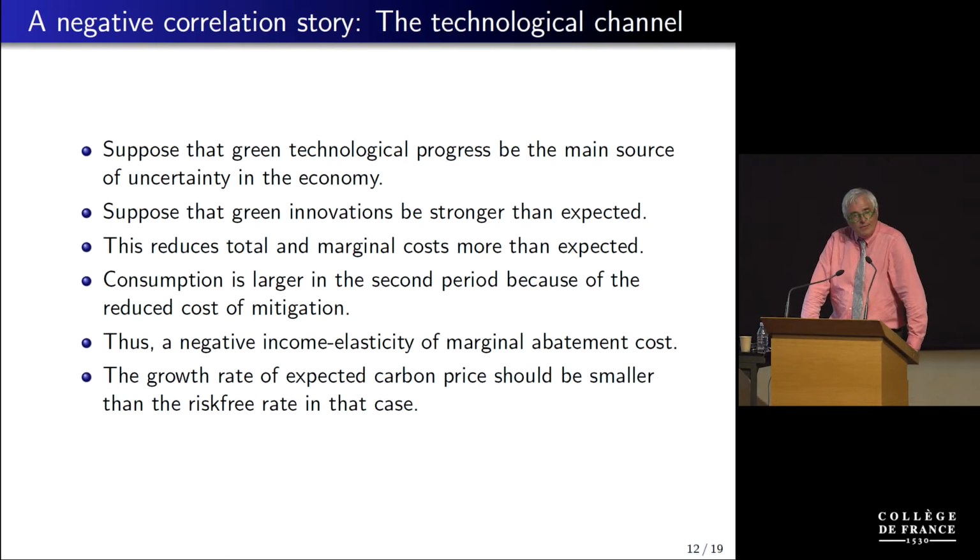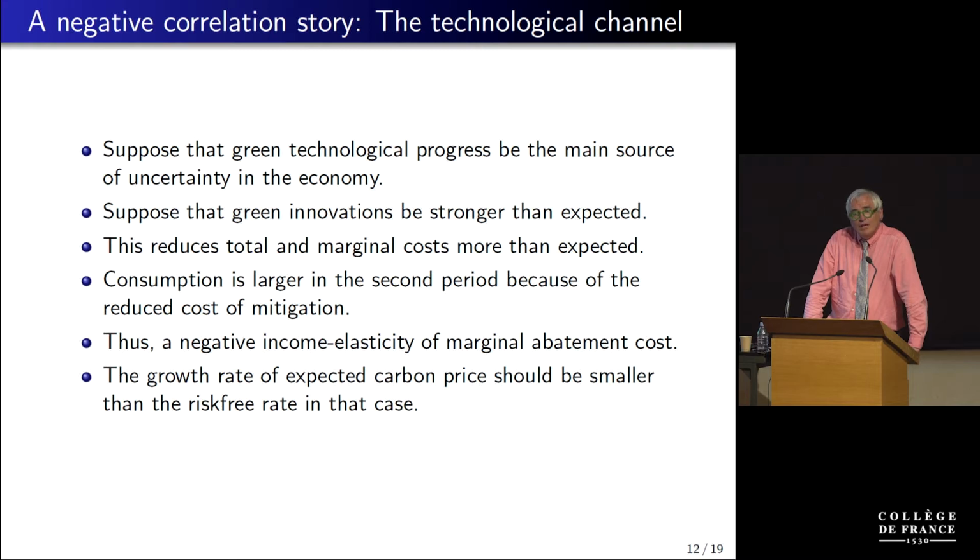So if green innovation is stronger than expected, at the same time consumption will be large, because innovation will generate a smaller cost of transition. You will incur smaller costs associated with this abatement, and that will imply that your consumption will be larger. At the same time, the marginal abatement cost will be smaller because of the green innovation. So you see a negative correlation between the marginal abatement cost and consumption.